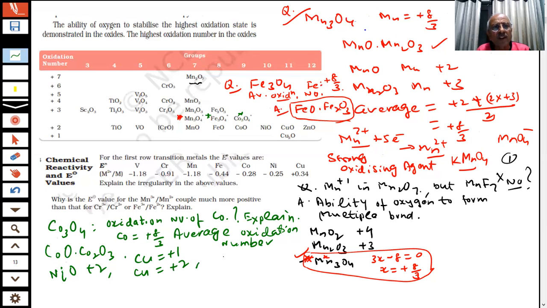Zinc shows only one oxidation state, +2. Why? Zinc forms only one oxide. Why, student? Every time there is a question for you. Zinc shows only one oxide because it has a fully filled d orbital, 3d10. Zn2 plus is 3d10. Therefore, zinc forms only one oxide. Stable configuration. Zinc shows only one oxidation state.